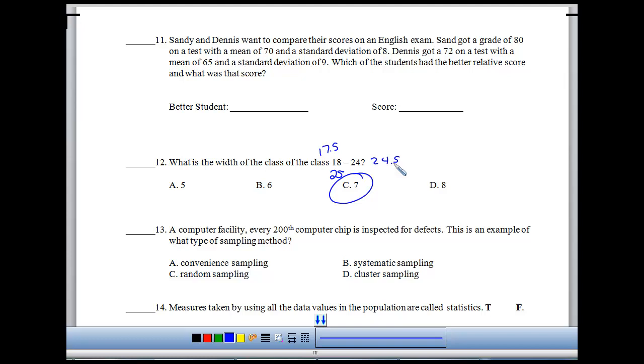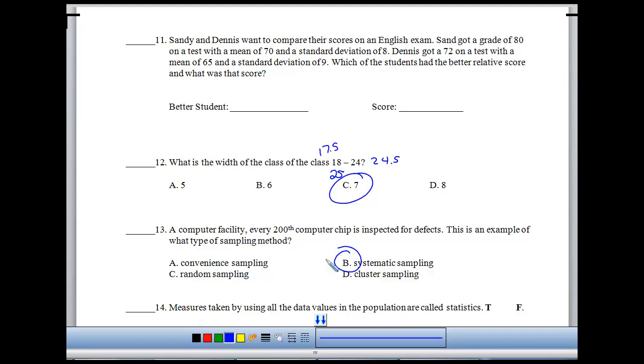Cameron Johnson. Okay. All right. At a computer facility, every 200th computer chip is inspected for defects. This is an example of what type of sampling? Systematic. Okay. All right, systematic. Very good. Okay? But make sure you go back and review all of the methods of sampling. Because I might not ask about systematic. I'll ask about something else. Okay?